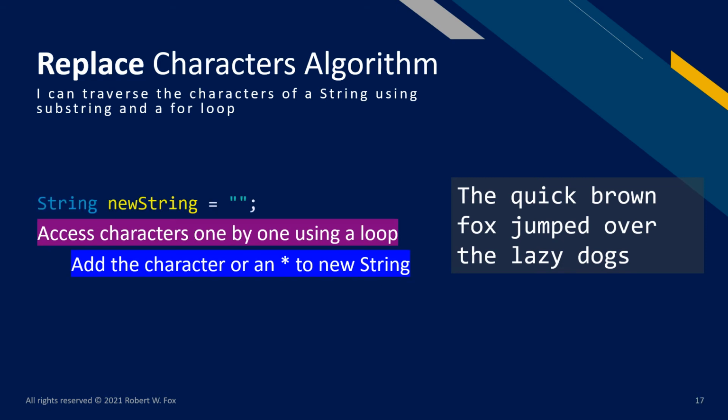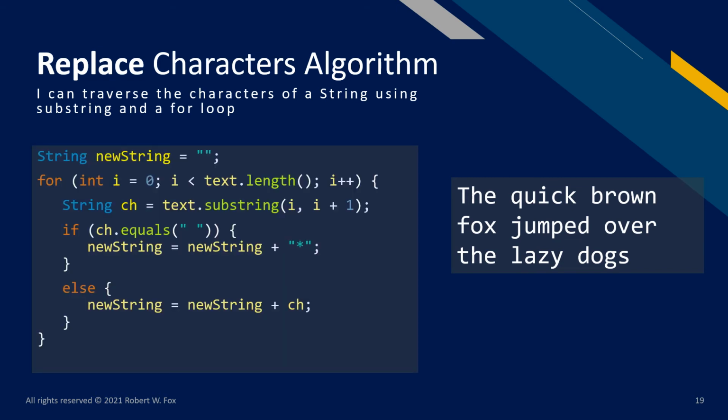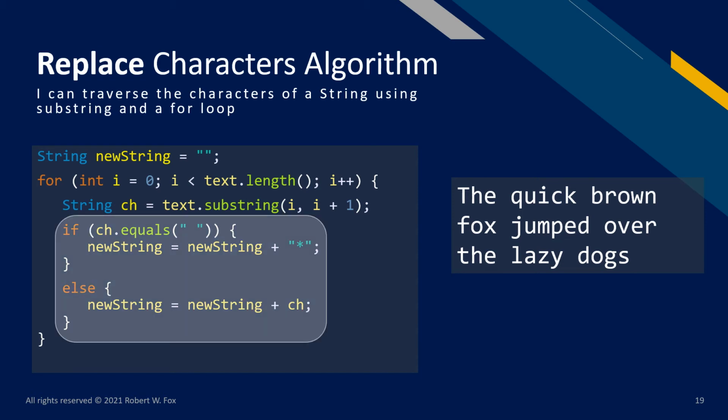The first step is to create a new empty string. Next, we'll go through the original string and access the characters one by one, and this is the exact same loop and substring that we used for the previous problem. Finally, we need to take a look at the character we've extracted. And if that character equals a space, we're going to add an asterisk to our new string. Otherwise, we're just going to add the character we extracted to the new string.